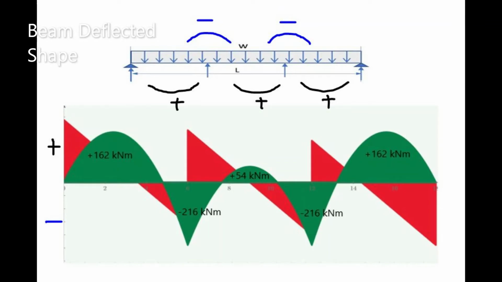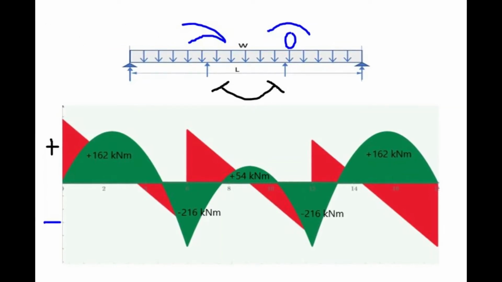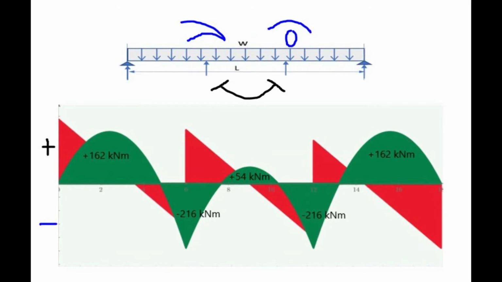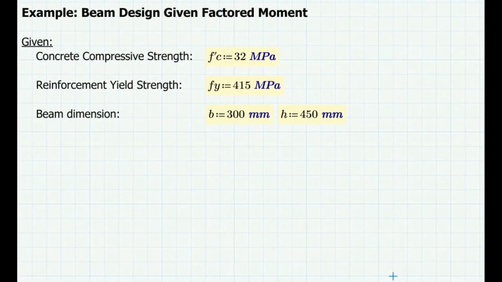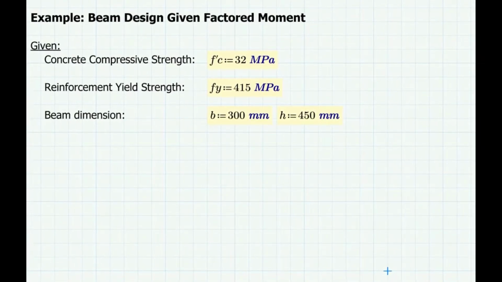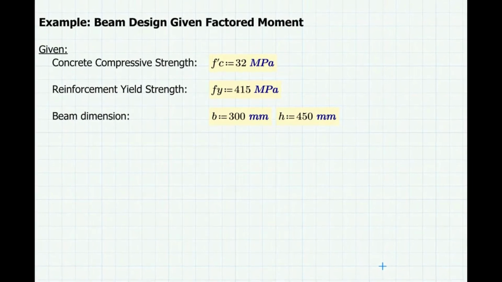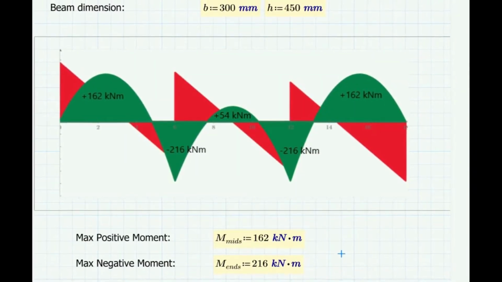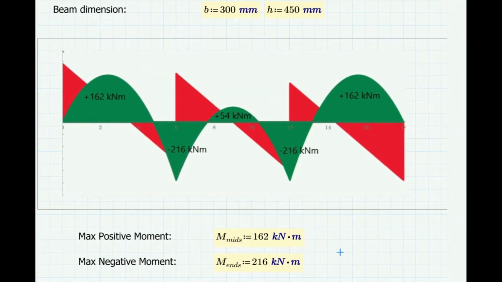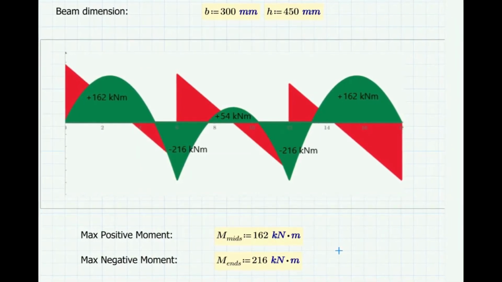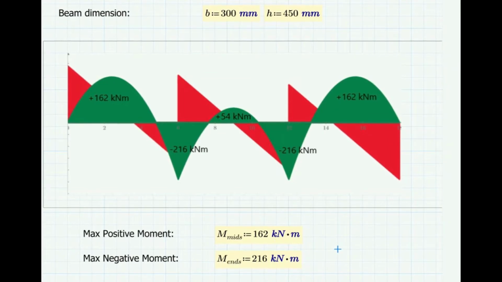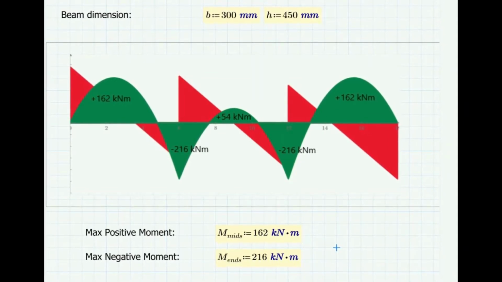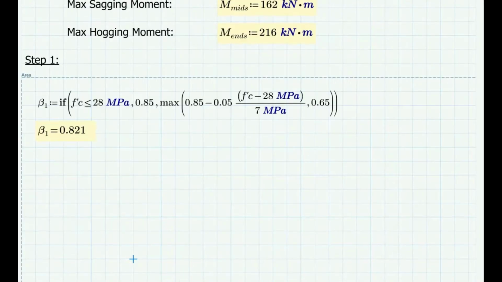We will calculate the required steel area based on the factored bending moments. Then we will do a basic detailing of the reinforcement. The material strength of the beam are given as well as the beam dimension. So the maximum hogging moment is 216 kN at the intermediate supports, and the maximum sagging moment is 162 kN, which is located at the midspan of the first and the last span of the beam.